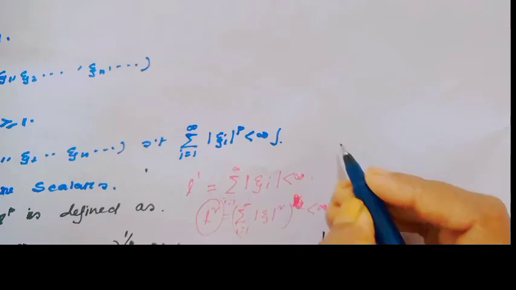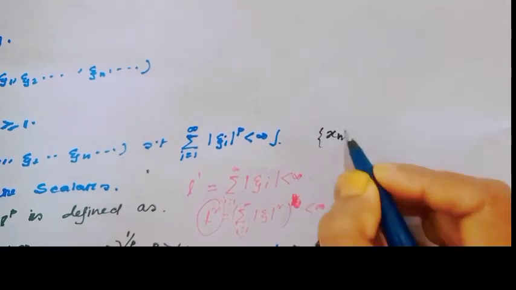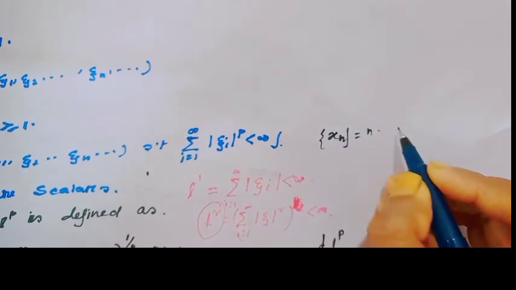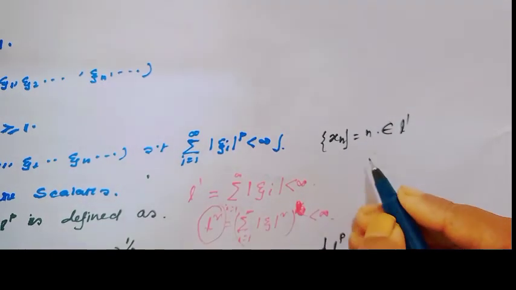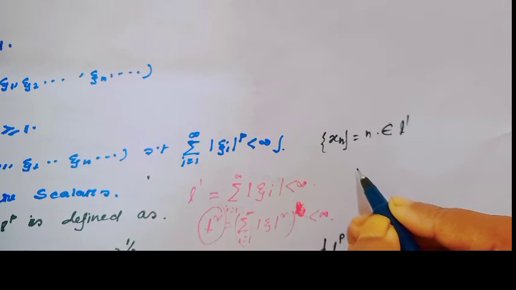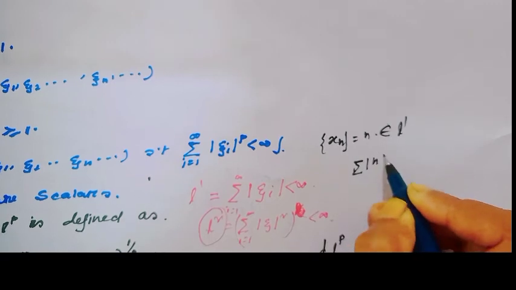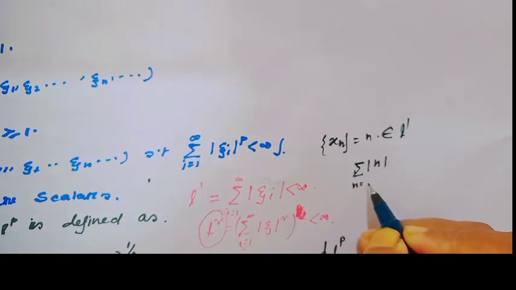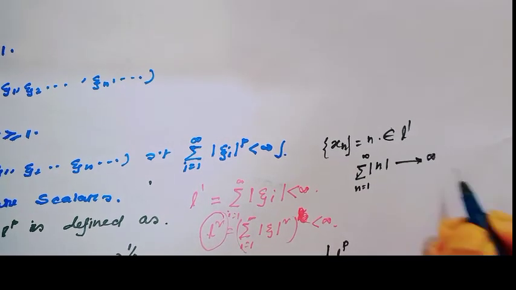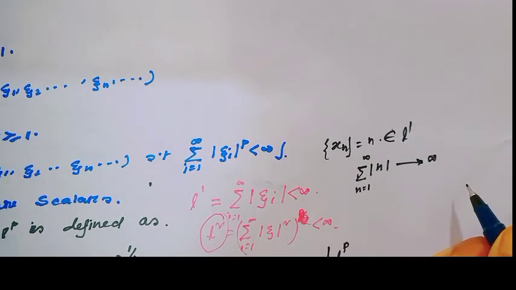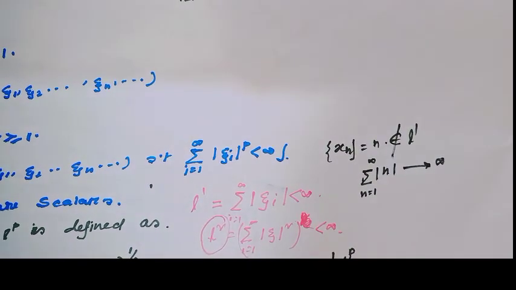Okay, as an example, if you consider the sequence x_n equal to n, then does this sequence belong to l1? Notice, l1 means we have to find the sum of absolute value of n, n equal to 1 to infinity. This series diverges to infinity. So this sequence cannot belong to l1. Are you getting the idea?